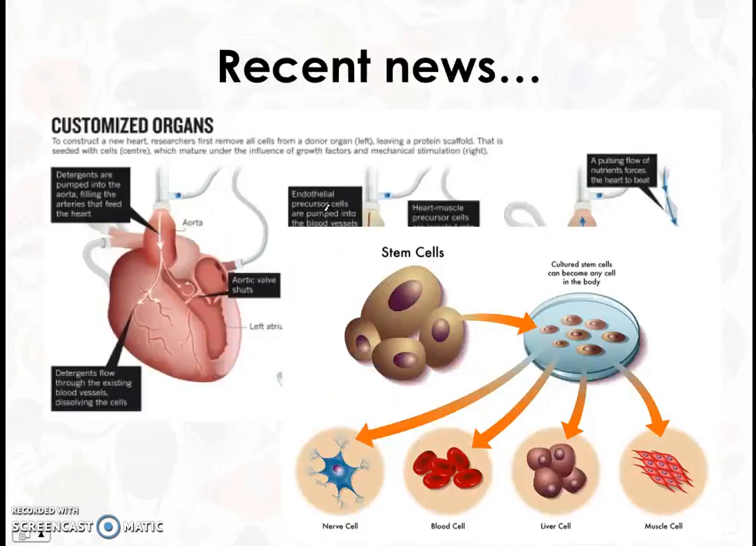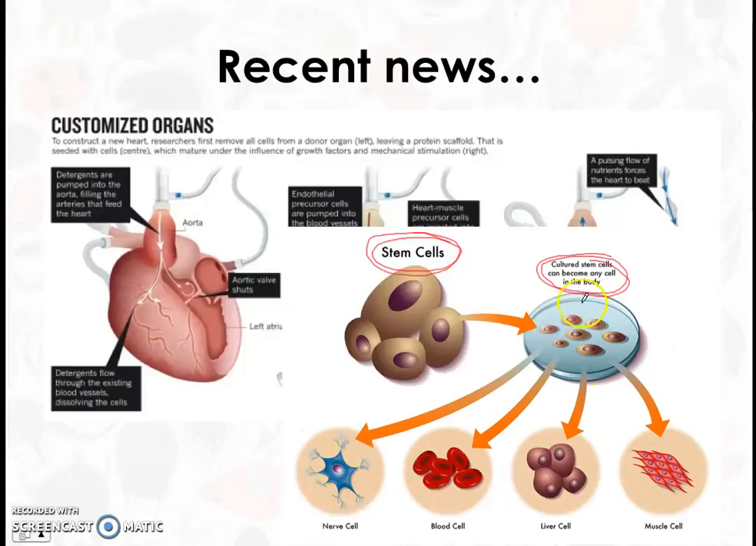Another recent piece of news is this idea of customized organs. And in this case, what's happening is that we're trying to grow an organ. And we can do this by taking a kind of special cell called stem cells. Now, stem cells are cells that have not yet specialized. They haven't taken on a particular function. And hence, if you grow stem cells, they can actually be encouraged or stimulated to become different kinds of cells.